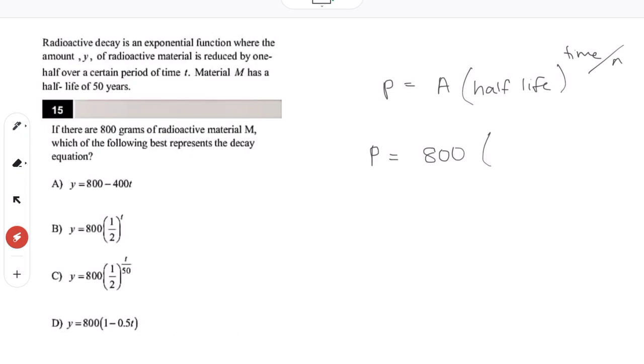And the half-life, we know that it has a half-life of 50 years, so 1/2 to the power of t over 50 years. And the time we don't know yet, so we just put in t. So the equation that most closely models that is C. Okay, and if you got 16 wrong, that probably means you got 15 wrong as well, so I will have to use this equation for the next one.